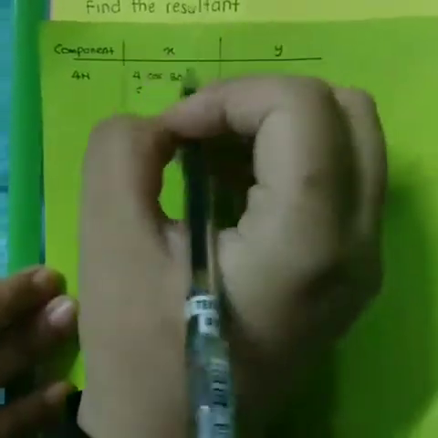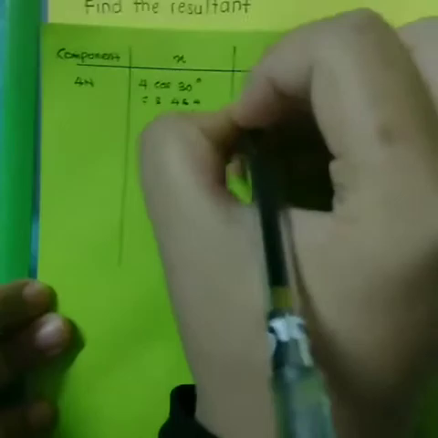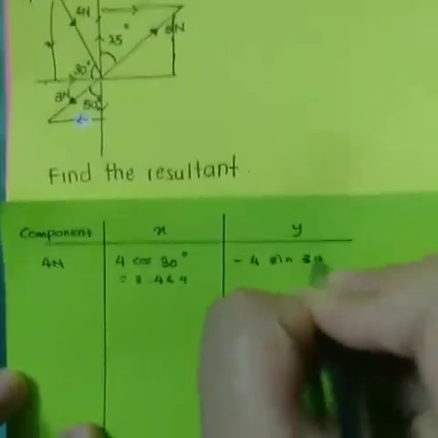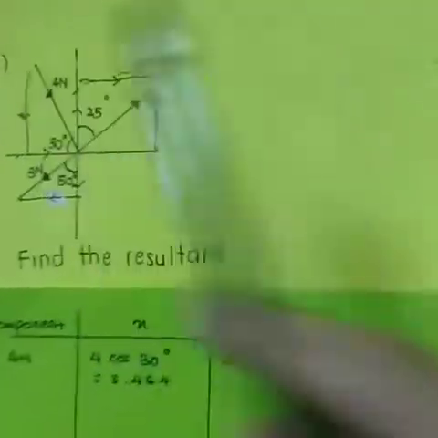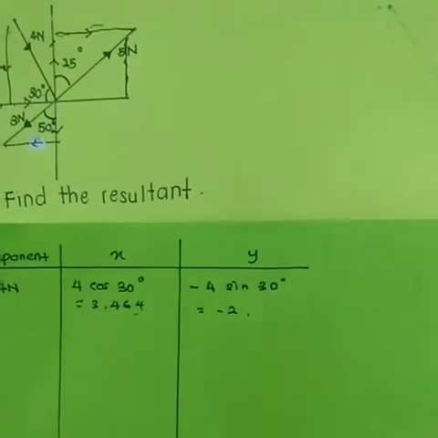Is 3.464. So for the y component, we need to put -4 sin 30. Why negative? Because this is a downwards arrow, so the answer is -2.